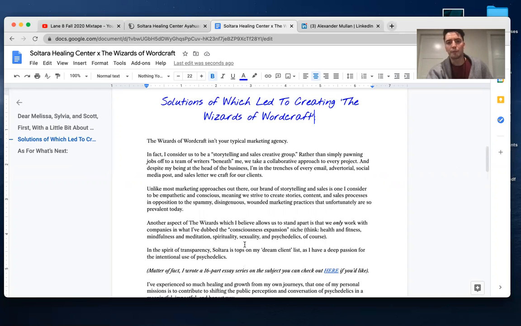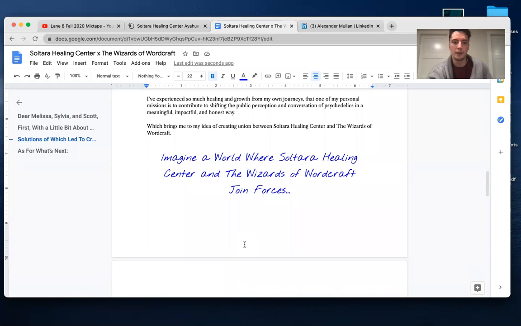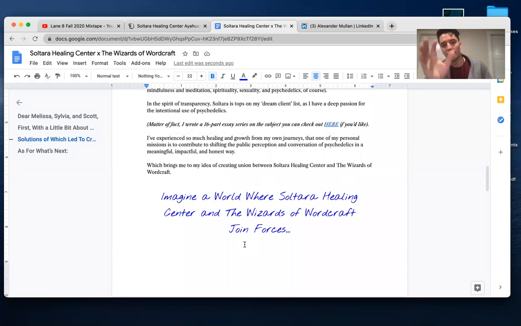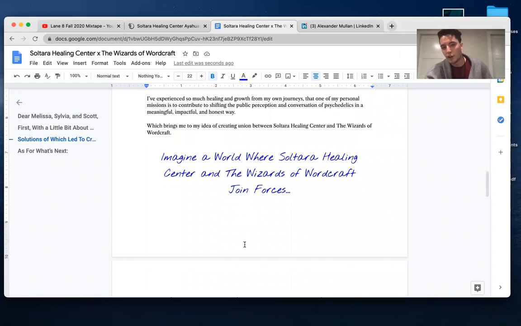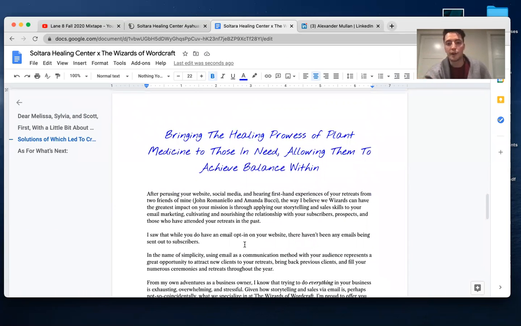So yeah, this section is all about explaining why I created the Wizards of Wordcraft, what we do, who we work with, blah, blah, blah. So after I've introduced myself and the Wizards, now I'm getting these guys to envision: imagine a world where Saltara Healing Center and the Wizards of Wordcraft join forces, bringing the healing prowess of plant medicine to those in need, allowing them to achieve balance within.